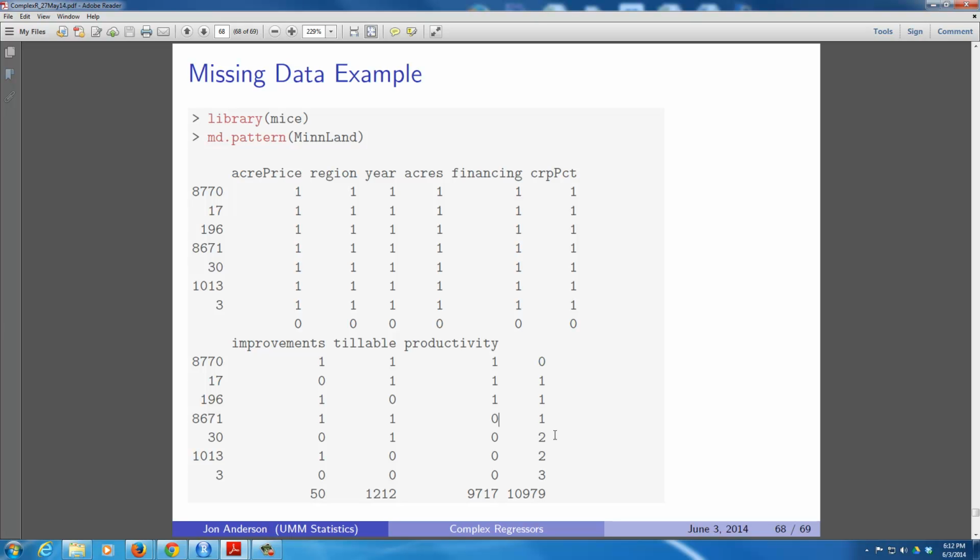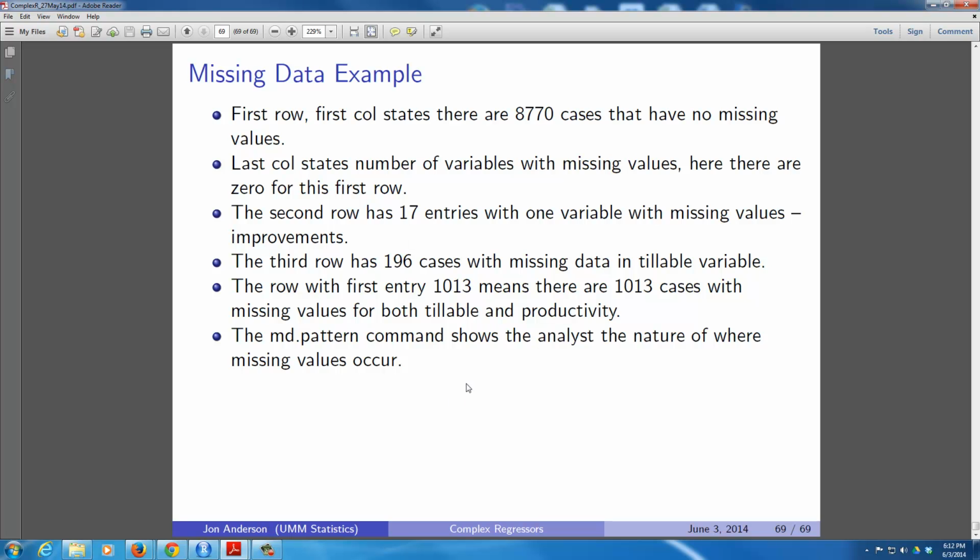And then the rest of these show combinations: 1,013 observations where both tillable and productivity are missing, and 3 observations where improvements, tillable, and productivity are missing. So it gives you an idea about what variables have missingness, and it might give you some guidance about what to do about it. And that's the summary in overhead 69. Let me know if you have questions.